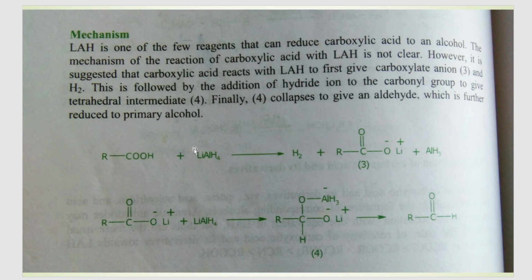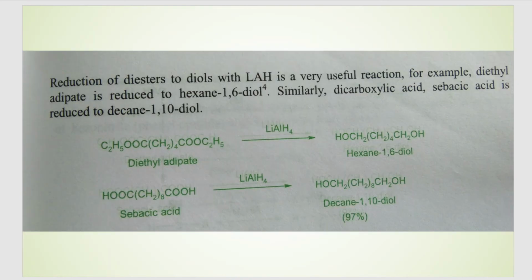So that is how the carboxylic acid group cannot directly be converted into an alcohol. First it is converted into an aldehyde, and then the aldehyde is further reduced to give an alcohol.